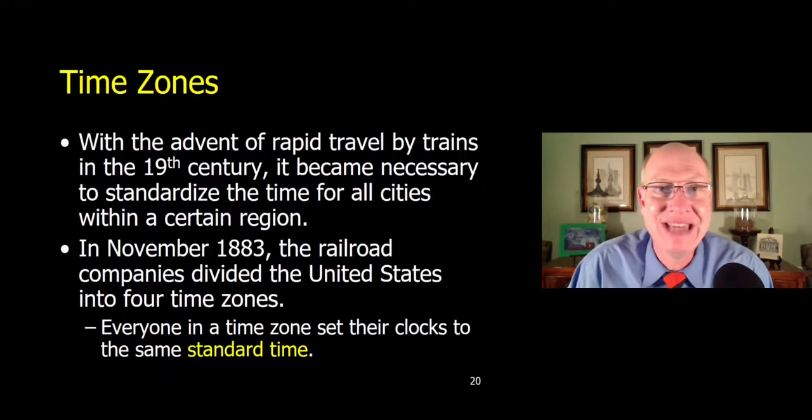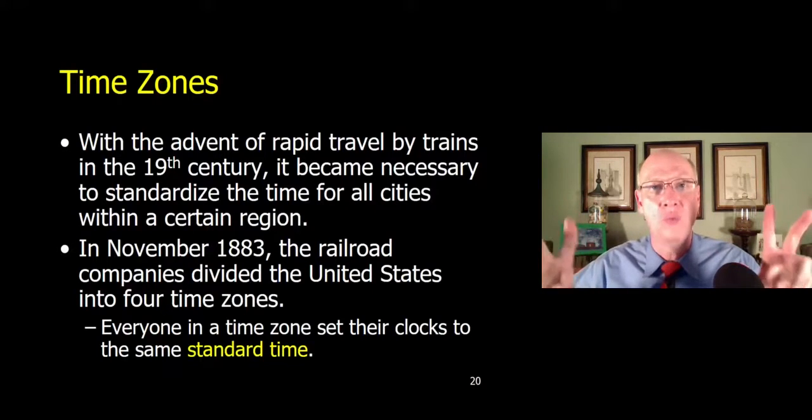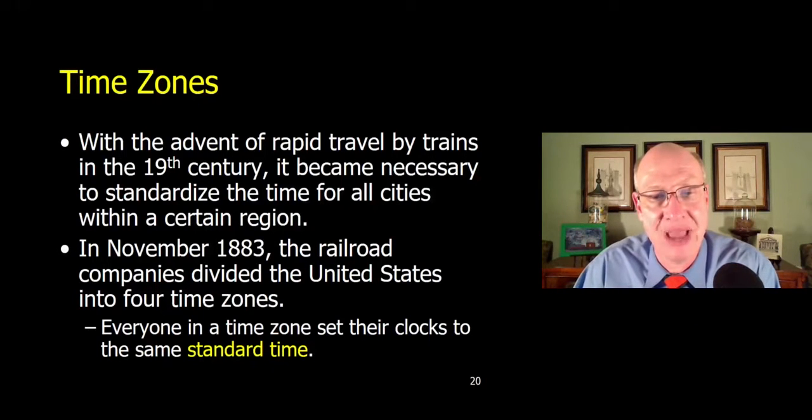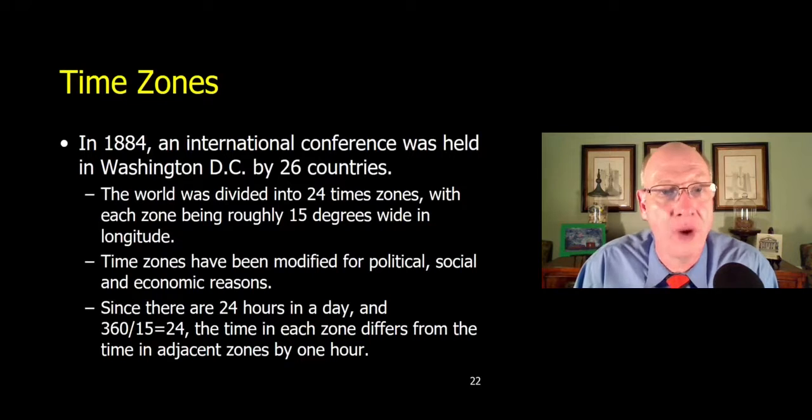So in November 1883, the railroad companies decided to divide the United States into a series of time zones. By a time zone, they meant that everyone in that zone would set their watches to the exact same time, even though the apparent solar time or the mean solar time differed for each longitude. They didn't care. Everybody in that zone would set their time to the same time, and that time would be called standard time. So they divided the United States into a series of 4 time zones.